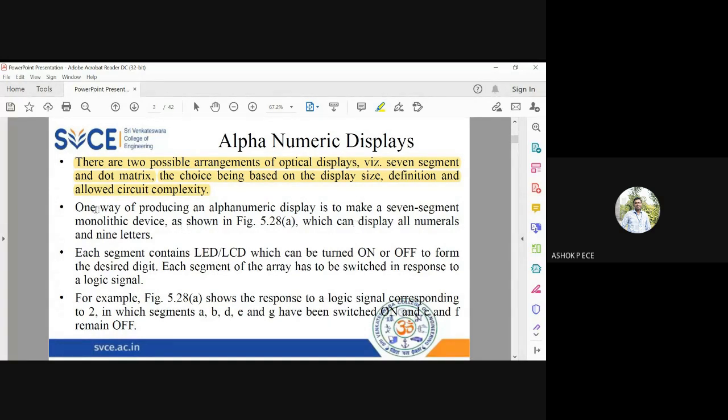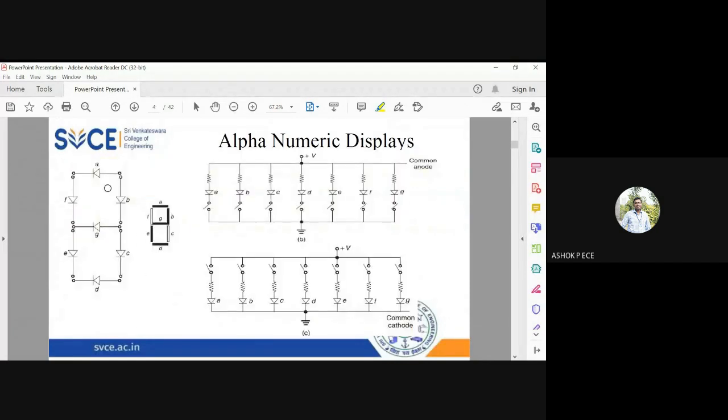So one way of producing an alphanumeric display is using a 7-segment display shown in the figure, which can display all numerals and 9 letters. So I'll just show you. This is a 7-segment display. Okay, you see it looks like the symbol 8, right? So how many LEDs do you have? 1, 2, 3, 4, 5, 6, 7.